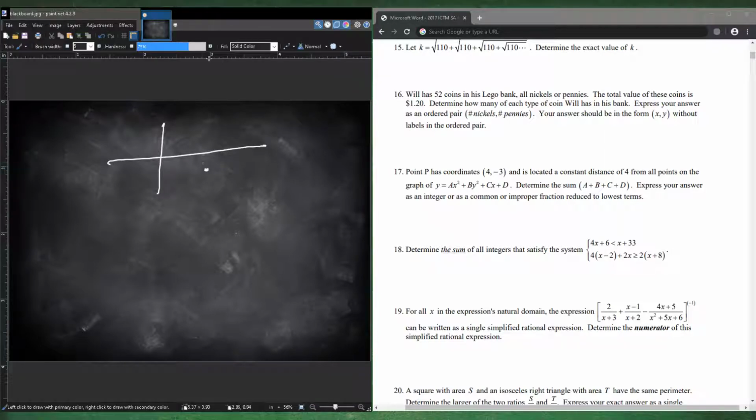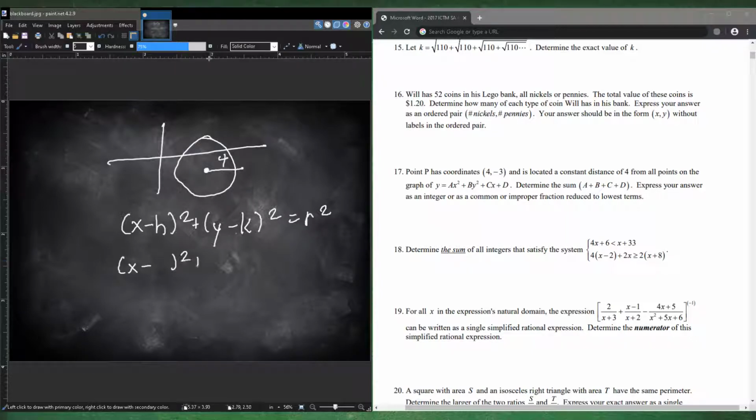So (4, -3), and it looks something like this. So it seems that this point right here is our center, right? So how it kind of writes is (x - h)² + (y - k)² is equal to our radius squared. Okay, we already know our radius is 4, so let's plug that one in. I'm going to leave that blank because we're going to plug that one in too. So 4 squared is 16.